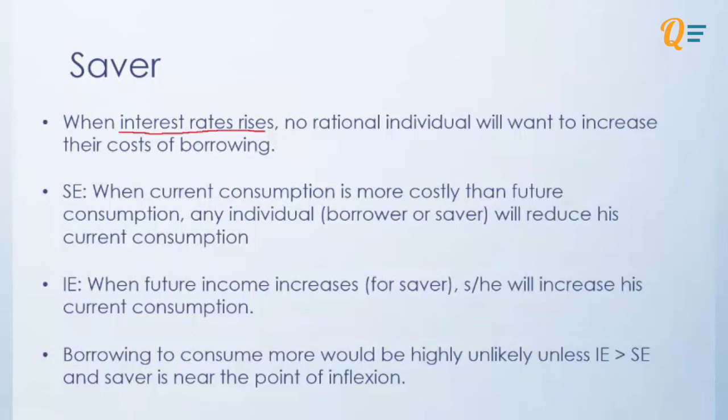So borrowing to consume more would be highly unlikely unless we have this situation where the income effect is larger than your substitution effect, and the saver is really, really near the point of inflection. So now he's a saver, and marginally he moves to becoming a borrower. This is quite impossible. But, oh well, in economics, there's always a possibility.